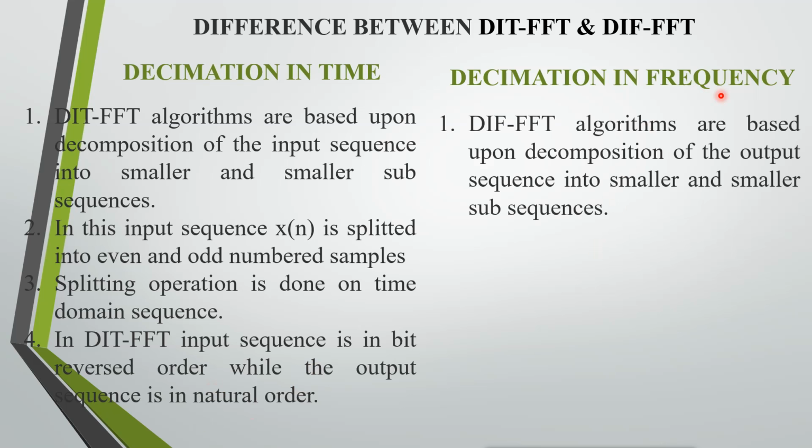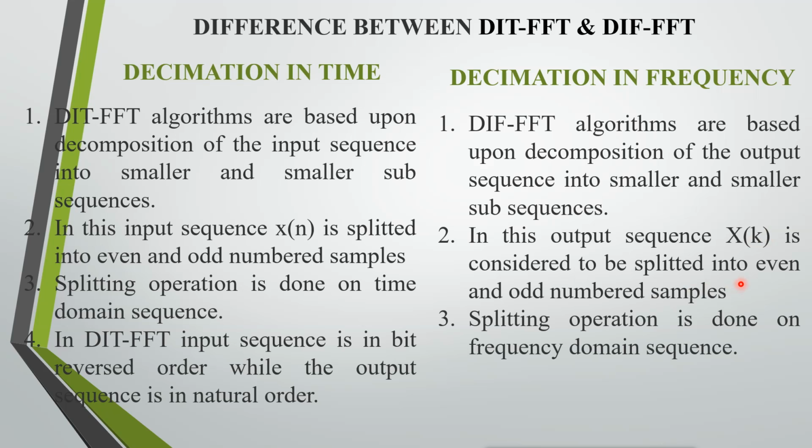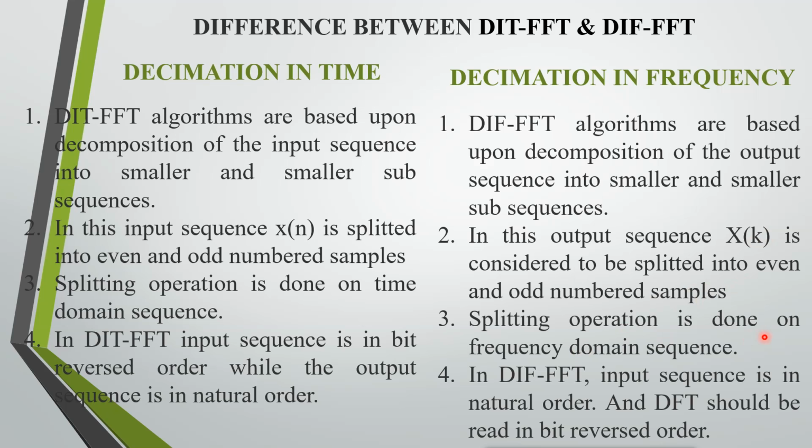But in decimation in frequency, the DIF FFT algorithm is based on decomposition of the output sequence into smaller and smaller subsequences. The output sequence X of k is considered to be split into even and odd numbered samples. The splitting operation is done on the frequency domain sequence. Last, in DIF FFT, the input sequence is in natural order, but the DFT should be read in the bit reversal order.